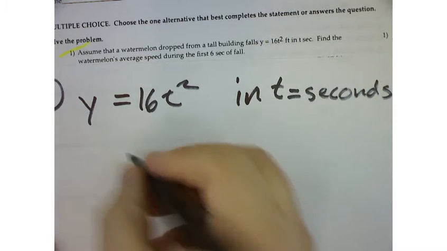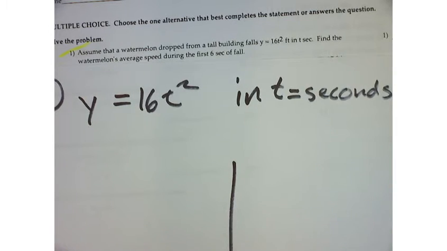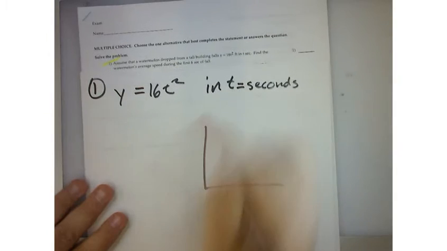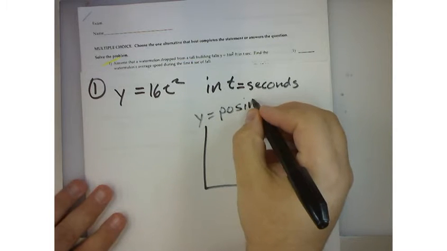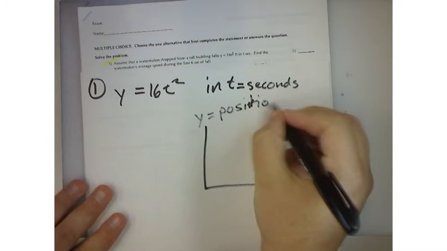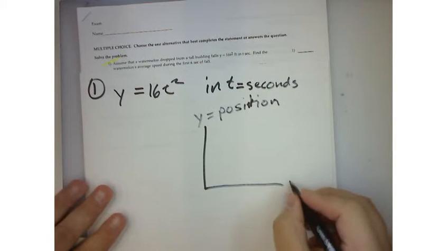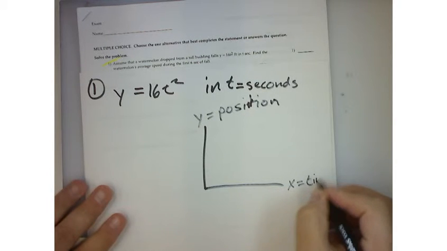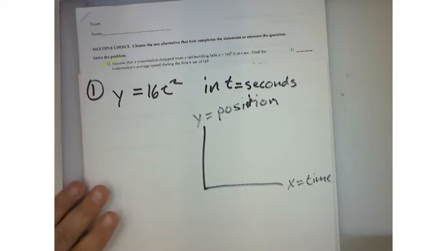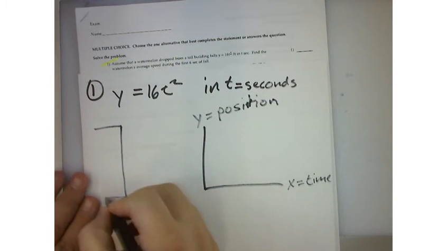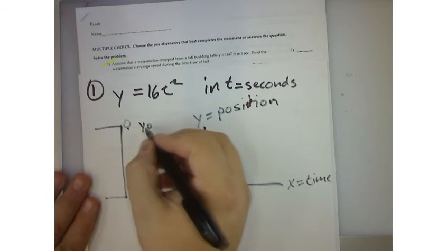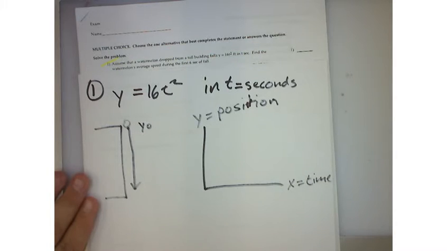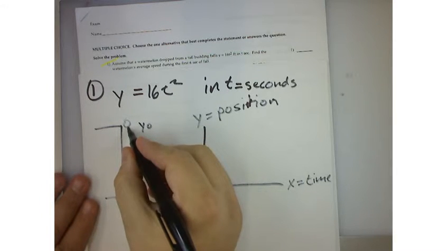So here's how this will look. All right. Let me zoom out a little bit. Our y is really the position of the object. Okay, and our x is the time. And we're talking about as it falls from the building. So if we have a building here and I drop the watermelon, this is y naught, and I'm going to drop the watermelon here. So the position y starts at 0, right?